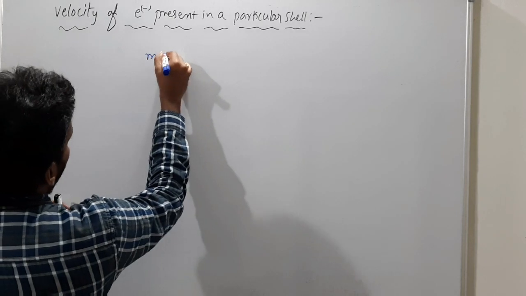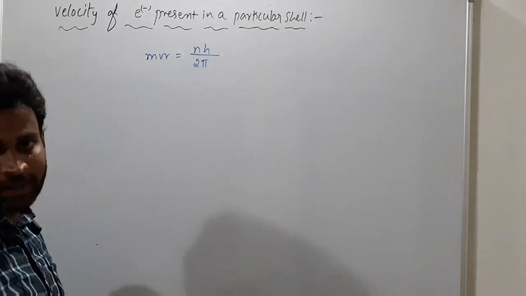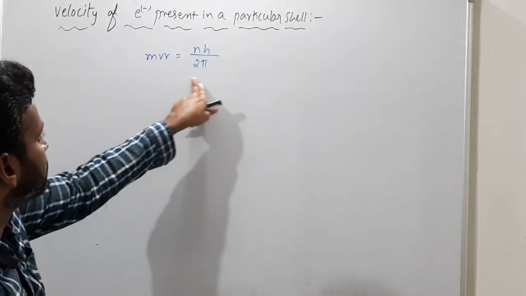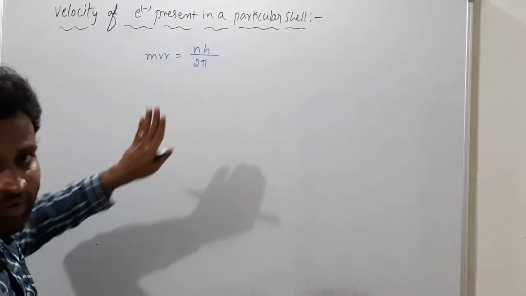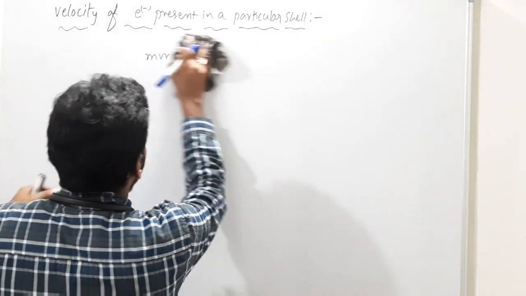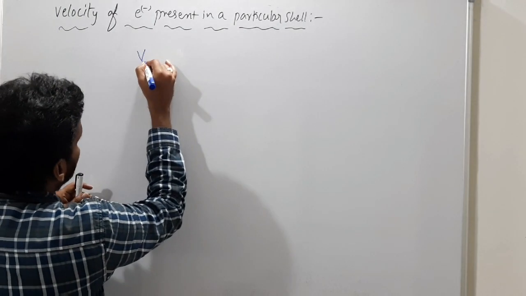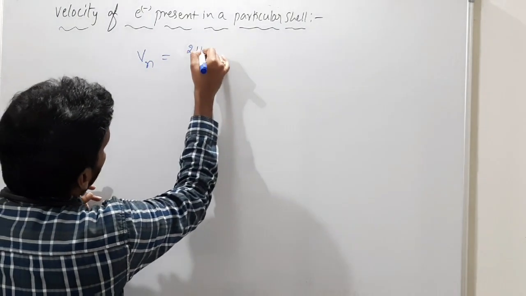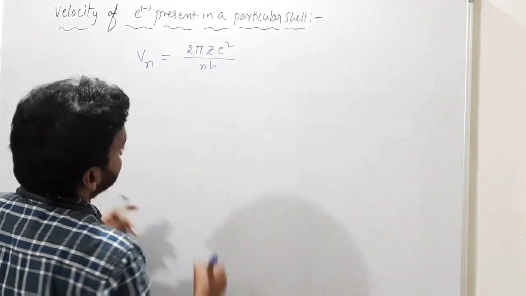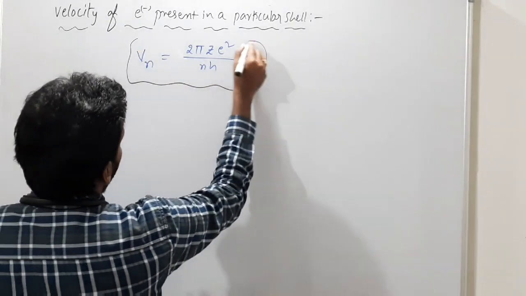From angular momentum, mvr is equal to nh by 2 pi. And from kinetic energy, if you substitute, you will get the final formula. I will give this velocity derivation if you want, but actually it is not required. And the direct formula for the velocity of the nth orbit I will give you: 2 pi z e square by nh.